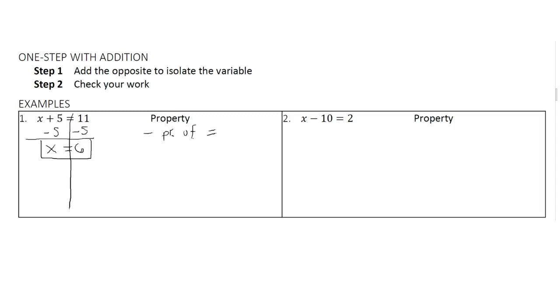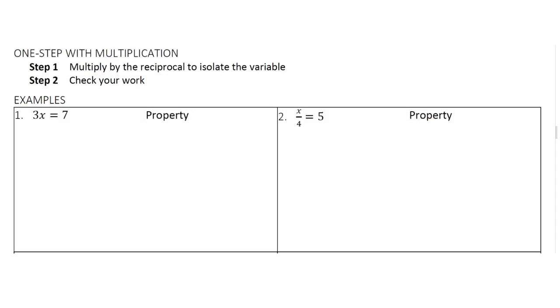Now that you have tried it, check your work. In this case, we have a negative 10 on the same side as the x, so we will add 10 to both sides of the equation. This gives us x plus 0 on the left, or x, and on the right 2 plus 10, or 12. Our solution is x equals 12. The property we used was the addition property of equality.